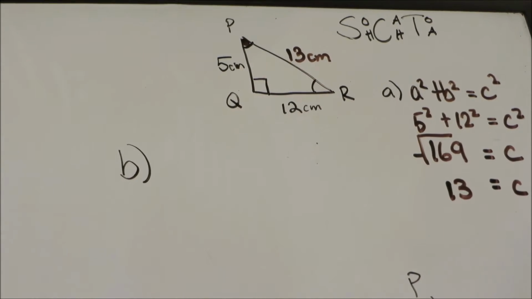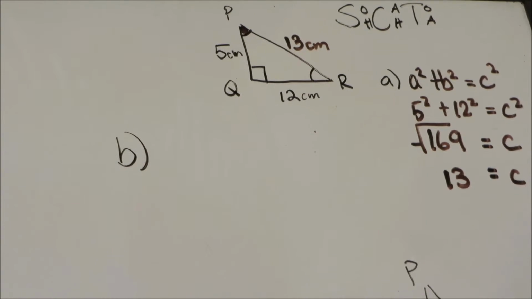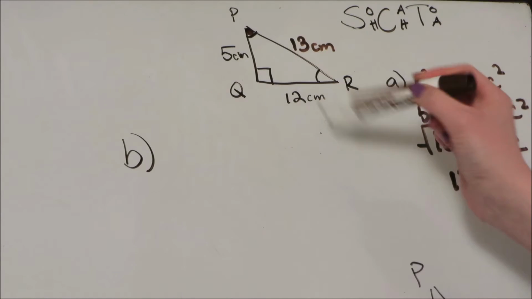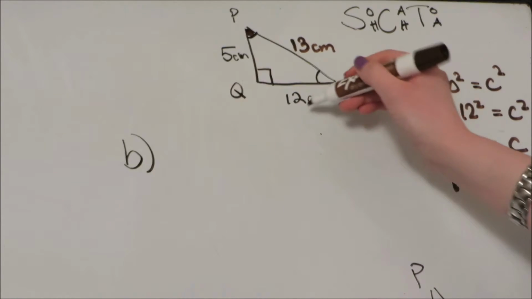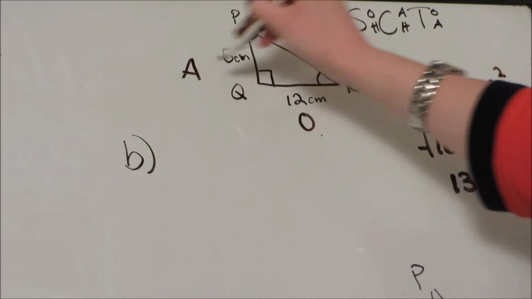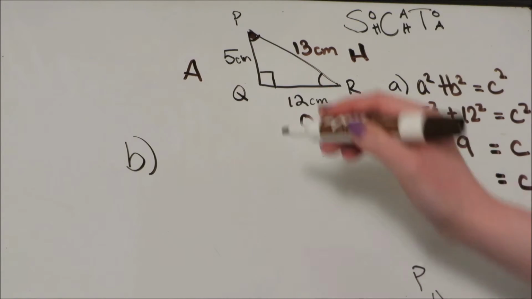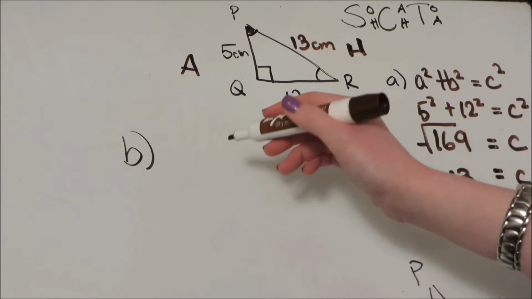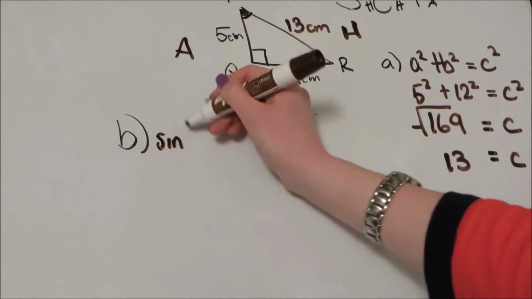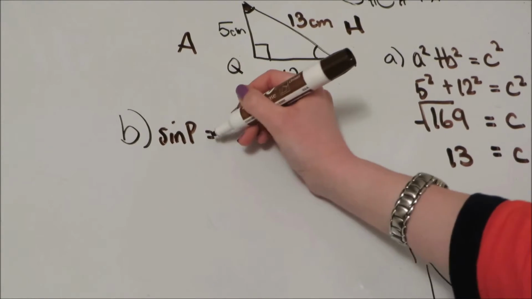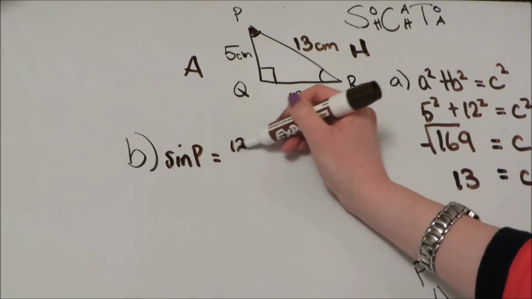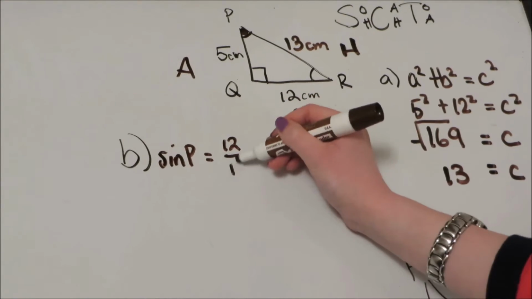So now for B, it says determine the 6 trigonometric ratios for angle P. So first we're going to write SOHCAHTOA according to angle P. So that means that you're going to have your opposite here, your adjacent here, and your hypotenuse here. Now you just go on and you write these 6 trigonometric ratios. So you start with sine, cos, and tan. So you have sine of P is equal to opposite over hypotenuse. So that's 12 over 13.